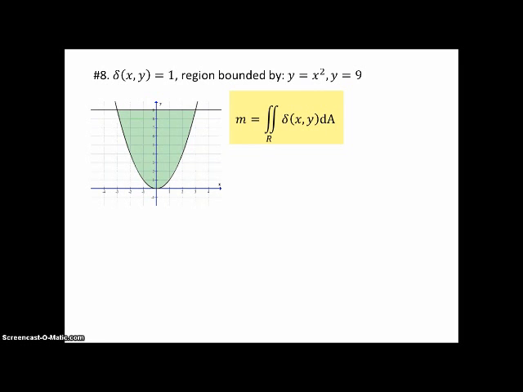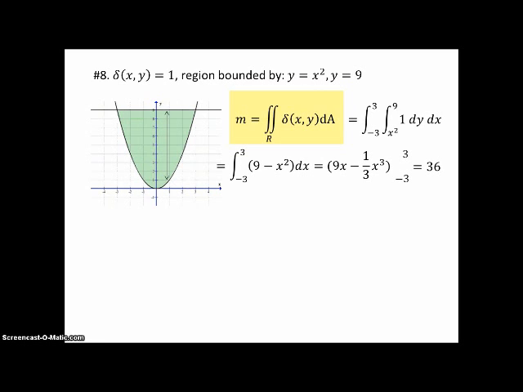So again, we're going to compute the mass first. And you'll notice that this region is vertically simple. So we're going to integrate with respect to y first. And y is going to move from x squared up to 9, and then x is going to move from -3 to 3 all the way across the region. Antiderivative of 1 with respect to y is y, so we get 9 minus x squared for that. And then integrate with respect to x and evaluate from -3 to 3, and we get 36. So the mass is 36 of this lamina.